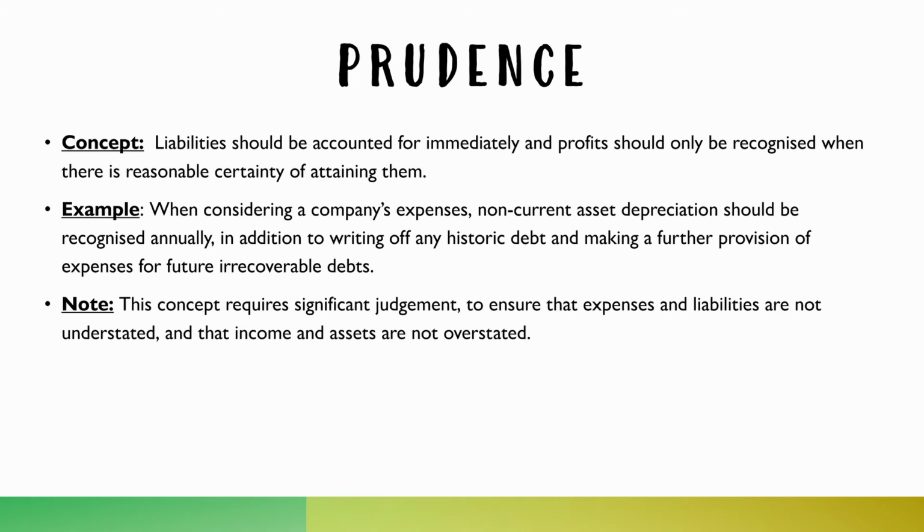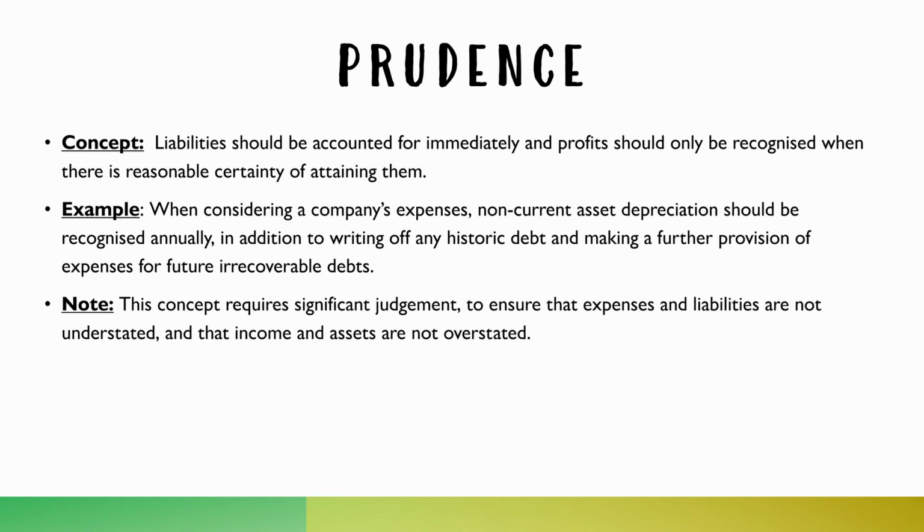In the example, we can interpret expenses of a company, for instance, non-current asset depreciation expenses or writing off any historic debt which has not been repaid for several months, in addition to making further provisions for any doubtful debts in the future where the company might be uncertain of receiving debtor payments. By recording these expenses in the current financial year, whether they have occurred or not, the company is being prudent to give a more realistic picture of profits.